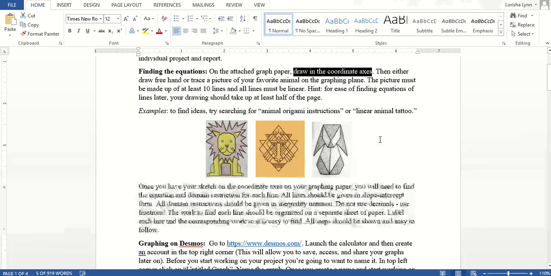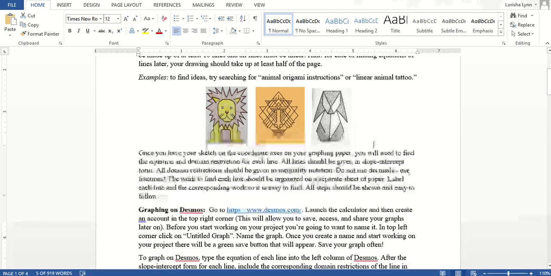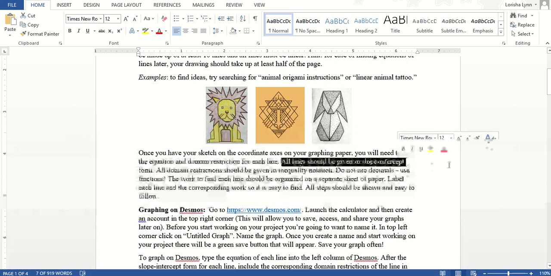Now that you have your animal on your coordinate axes, what you need to do is find the equation of all of those lines. I want you to find all of those equations in slope-intercept form. I am going to be picky here. You need to find the slope, and you need to find the y-intercept. I do not care how you find the slope and the y-intercept, as long as your answers are exact, so don't use decimals. They should all be fractions, but find the slope and the y-intercept.